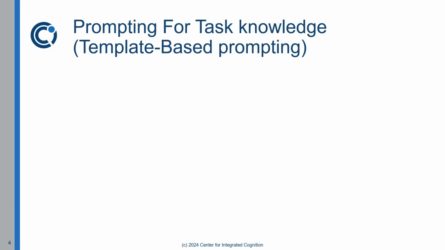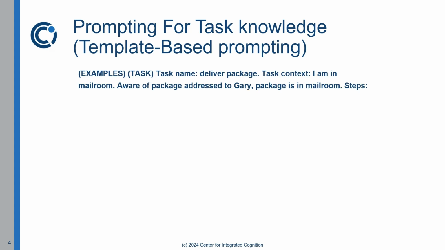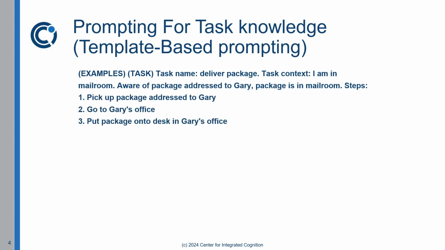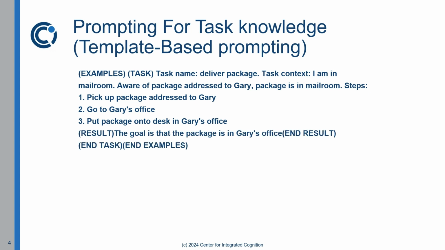First, we will discuss template-based prompting for task knowledge, which is used as a baseline. The context here is a robot that is trying to learn a task. The first part of the template is a prompt example, as in one-shot prompting. Here the task is to deliver a package along with some context, and the information that we're trying to retrieve from a language model is a simple series of steps for the agent to perform, as well as the goal.